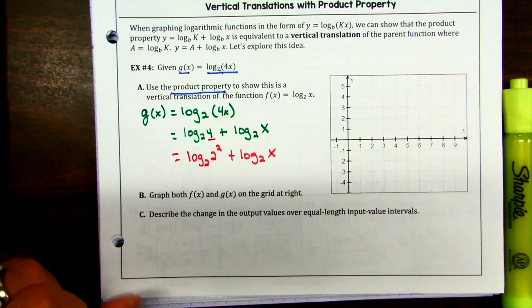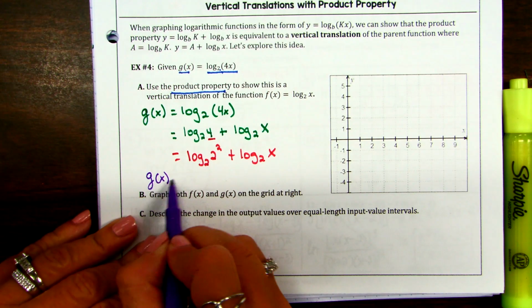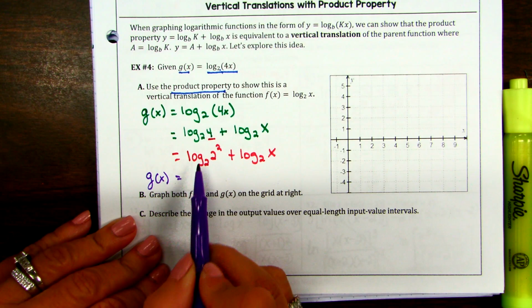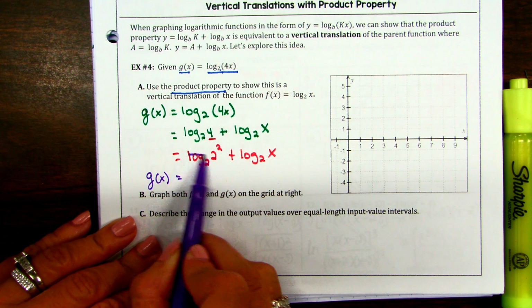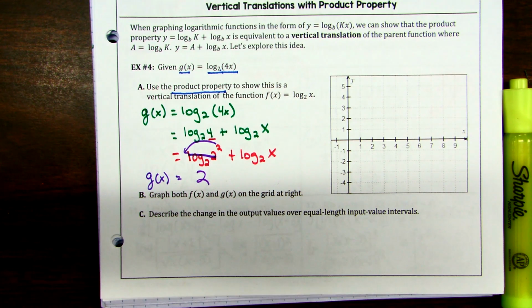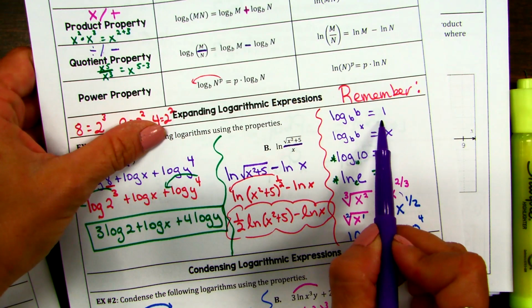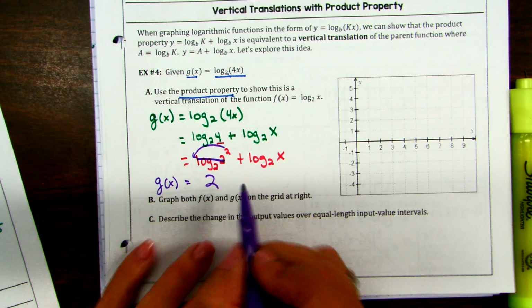And final answer, y'all, what does this simplify to? 2. 2, right? Log base 2 of 2 is 1. That 2 goes down front. It's just 2. Not log 2, just 2. Log base 2 of 2 is 1, right? And then all we had left was that exponent of 2.